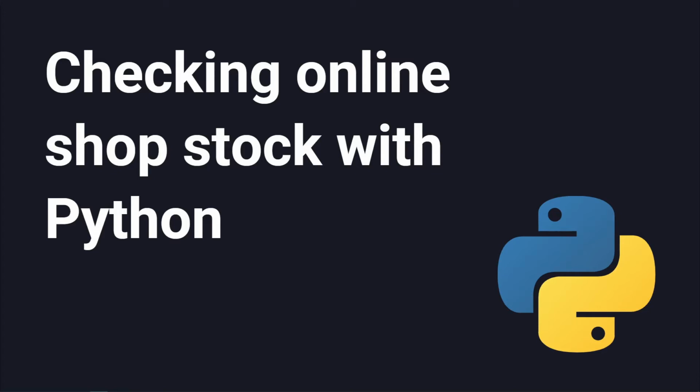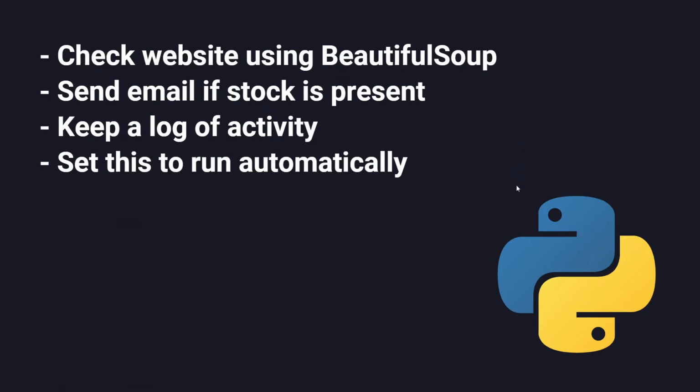Alrighty, in this first tutorial we'll be working on a fun little project to check whether an item is in stock in an online shop using Python. We'll first check a given website using a Python library called BeautifulSoup, which is perfect for parsing websites. We'll then send an email to a target email address if we determine that that item is in stock. We'll also keep a log of this activity so we can understand what's been happening.